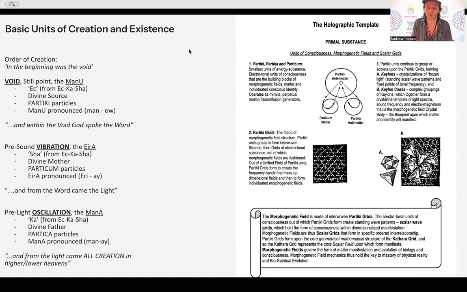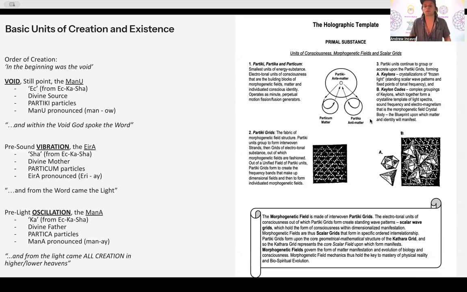minute, perpetual motion, fission/fusion generators. That's a big mouthful. But let's just take a look at this picture. It's really straightforward when you look at the picture. We have particum, and if we look at our chart to the left, particum is the divine mother. So we have particum on the left, and we have partica on the right. Partica is going to be the masculine. So the divine feminine and the divine masculine are these two smaller circles in this diagram.